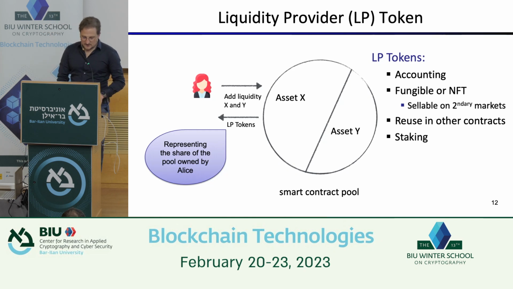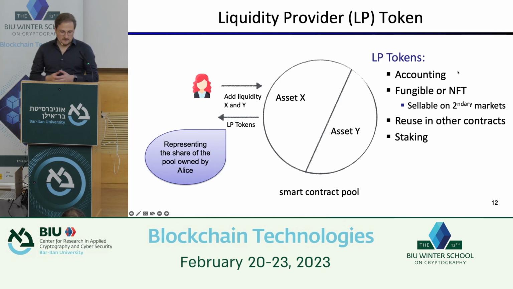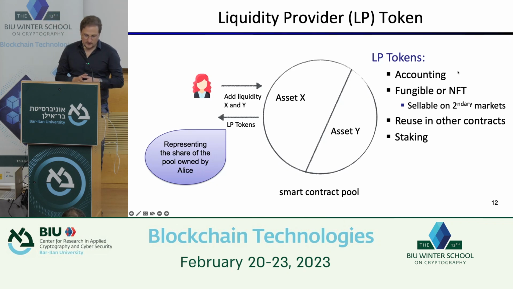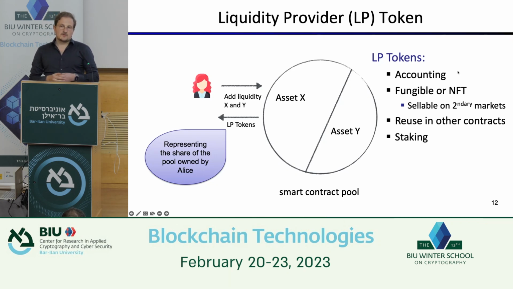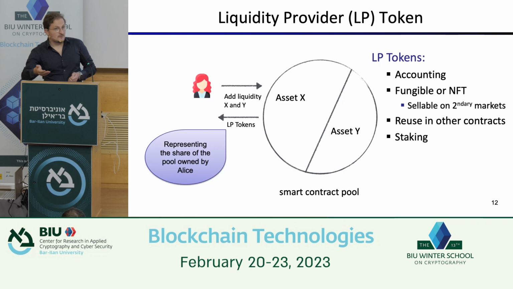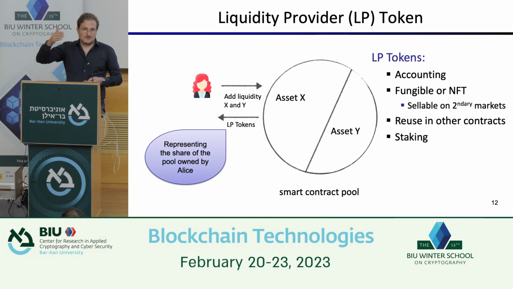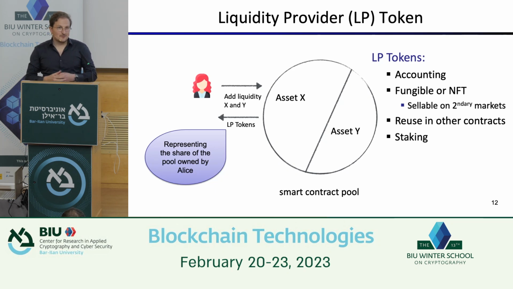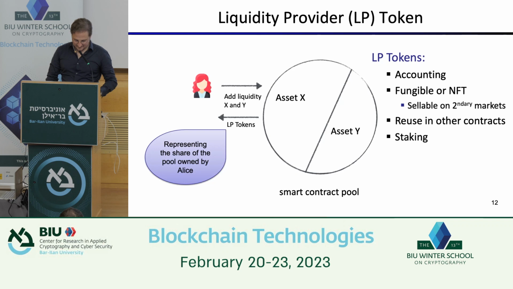So these LP tokens, that's a very important concept, right? It represents really a share of the pool, and they do the accounting. They can be fungible or they can be non-fungible. You can also sell them on the secondary market. You can put them into another pool that people can then stake with. So you can do this on multiple hops even. So it's really the money Lego that we referred to on Monday.